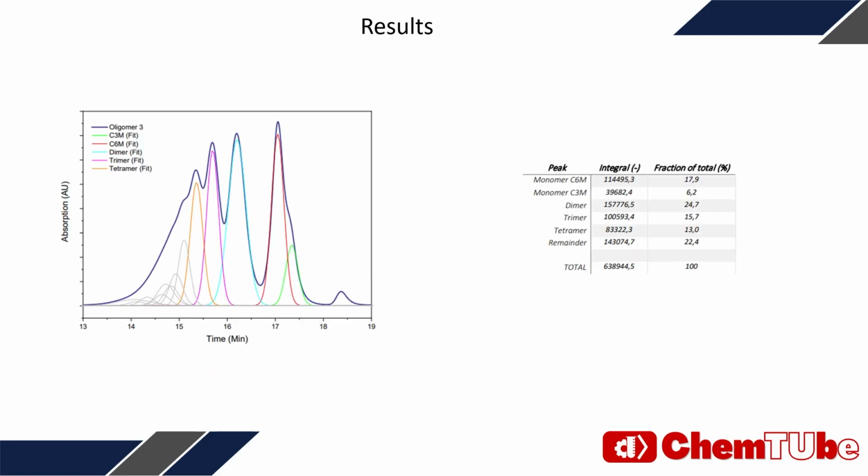Let's take a look at a more complex sample. Here, oligomer 3 is shown in blue, plotted from the raw data exported from the instrument. We can fit individual peaks to match the overall shape of the oligomer distribution in order to determine the relative fractions of each component. For accurate results, it's essential to have prior knowledge of what your sample contains, as this guides peak assignment and interpretation.